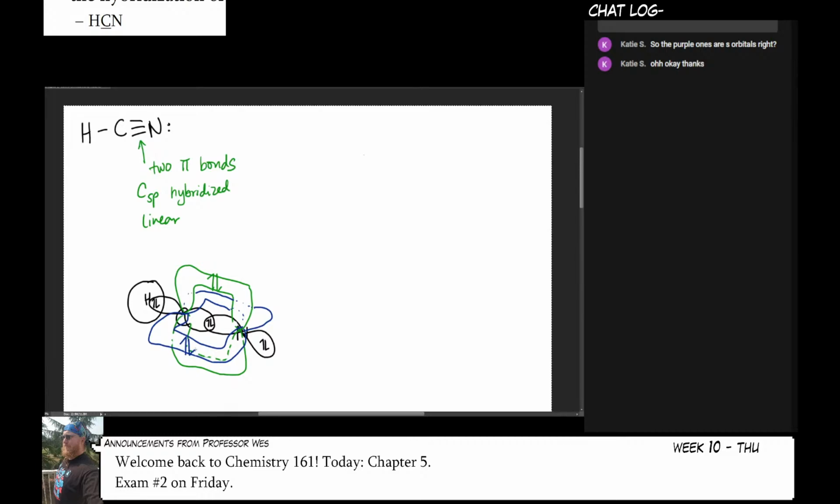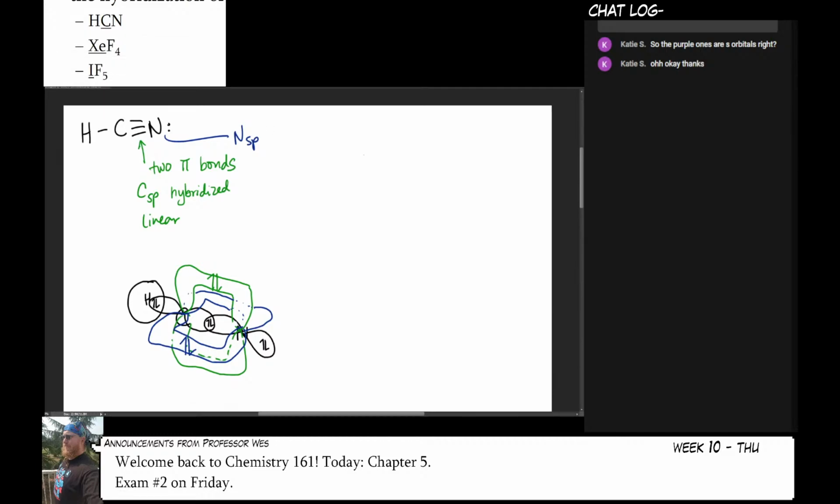All right, so we've identified the hybridization. Carbon was sp. This nitrogen must also be sp. And then hydrogen is just never hybridized. It's always 1s. There are no orbitals to hybridize with. All right, so we got that one.